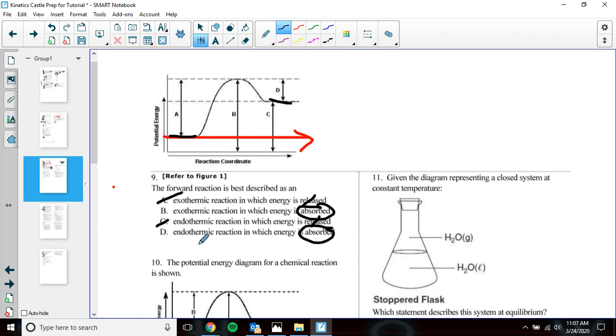Then it says, is it exo or endo? We know that exo is giving off energy and finishes low. So this has got to be endo. The opposite, energy is being absorbed.